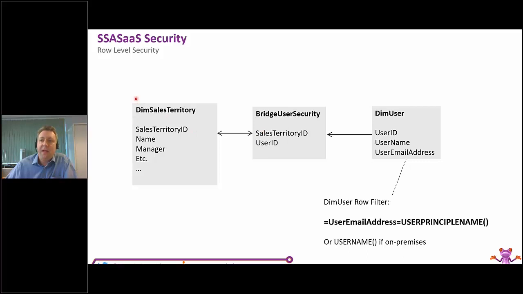And then that cross-filters to our dim sales territory. Now, it's critical that this relationship here is a bidirectional relationship, because normally the filters go from a dimension to a fact table. Here we want it to go both ways. So when we apply security on this dim user table, it then filters our bridge table, finds all the relevant sales territories that are relevant for that user, and that then filters our dim sales territory, which then applies a filter off to our fact tables.